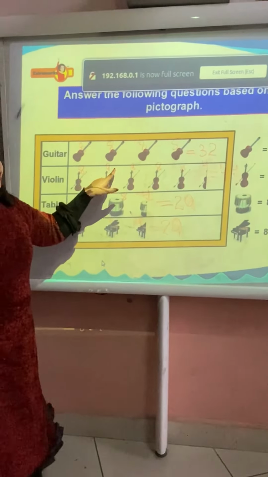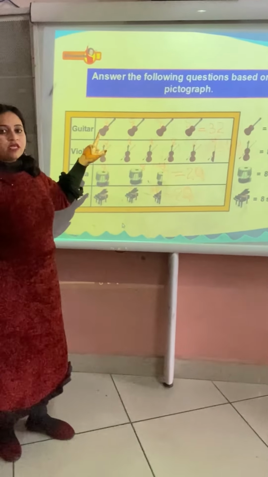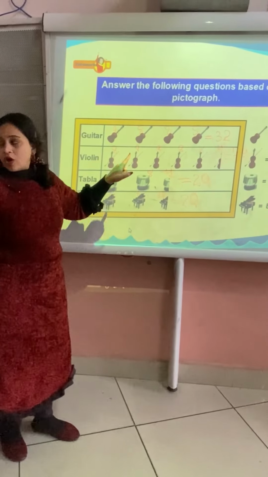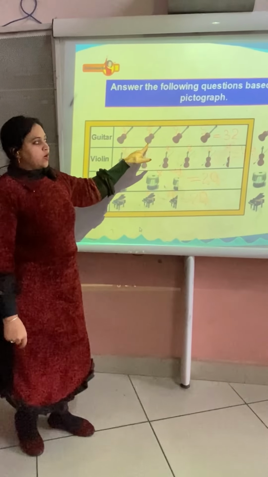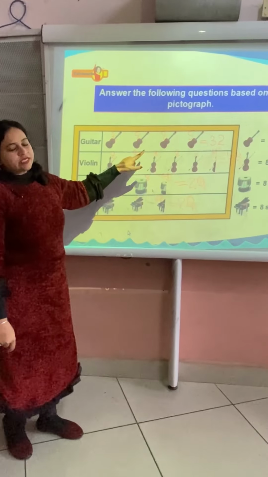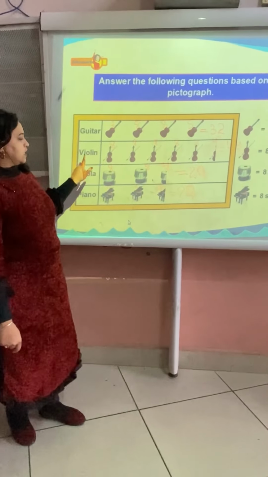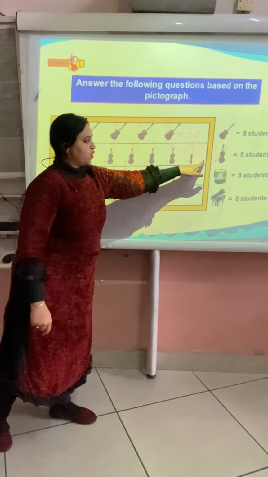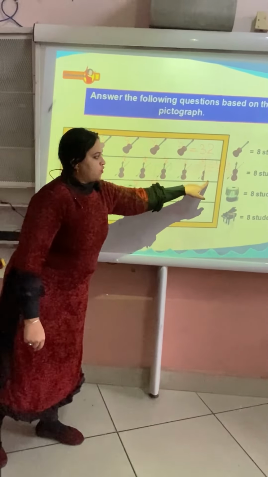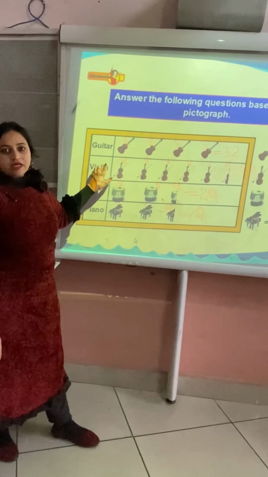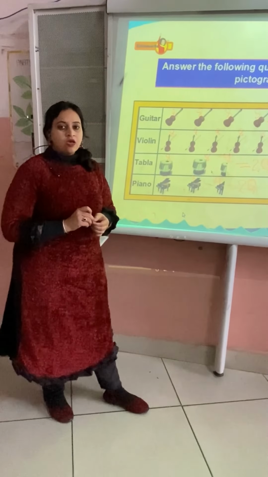Now if I ask you the first question, which instrument is used by the most number of students, or which instrument is used by the maximum number of students. The words maximum and most are the same. So tell me which instrument is used by most number of students. It is 32, it is 44, it is 20 and 20 again. So which instrument is used? It is violin.